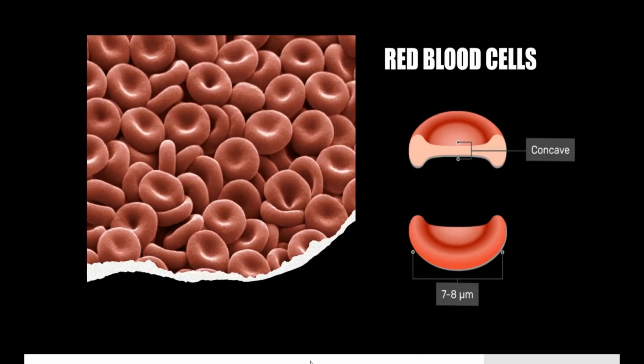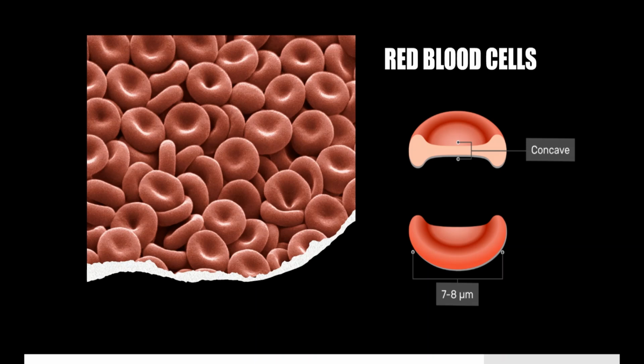The shape of the RBC is biconcave because it has two concavities. One concavity on this side here and another concavity on the other side. Now, this biconcave shape of the RBC allows the RBC to efficiently load and unload oxygen.